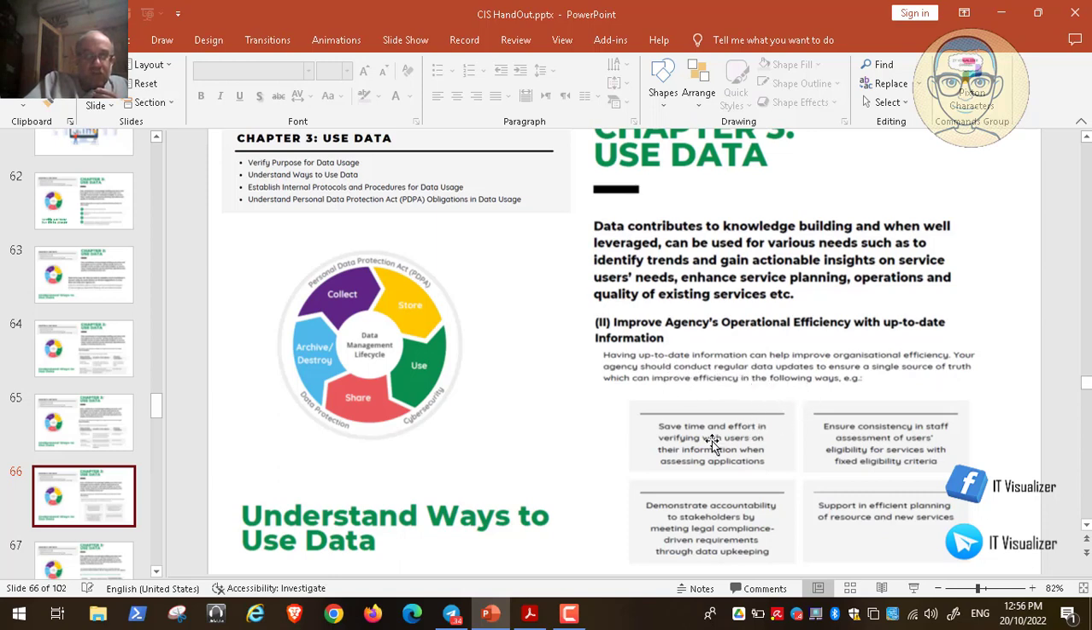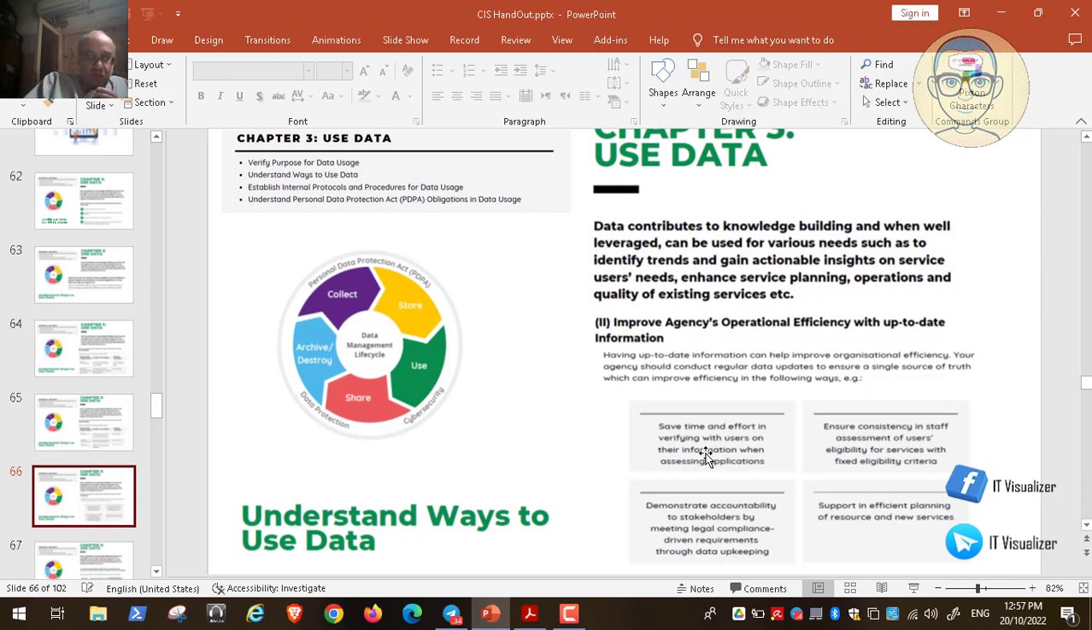Your agency should conduct regular data updates to ensure a single source of truth, which can improve efficiency in the following ways: save time and effort in verifying with users on their information when assessing applications, ensure consistency in staff assessment of users' eligibility for services with fixed eligibility criteria, demonstrate accountability to stakeholders, support efficient planning of resources and new services. So he is saying that you can use the data to save effort.